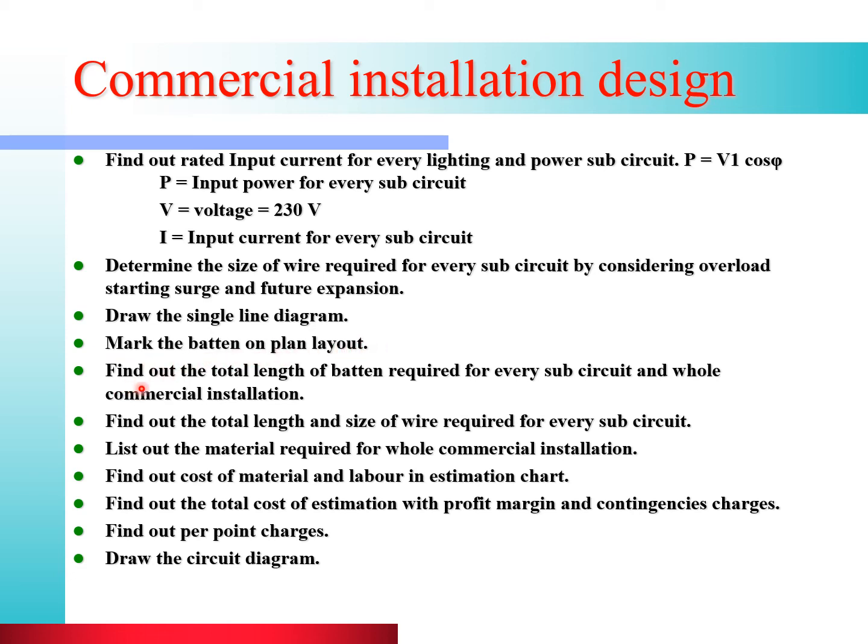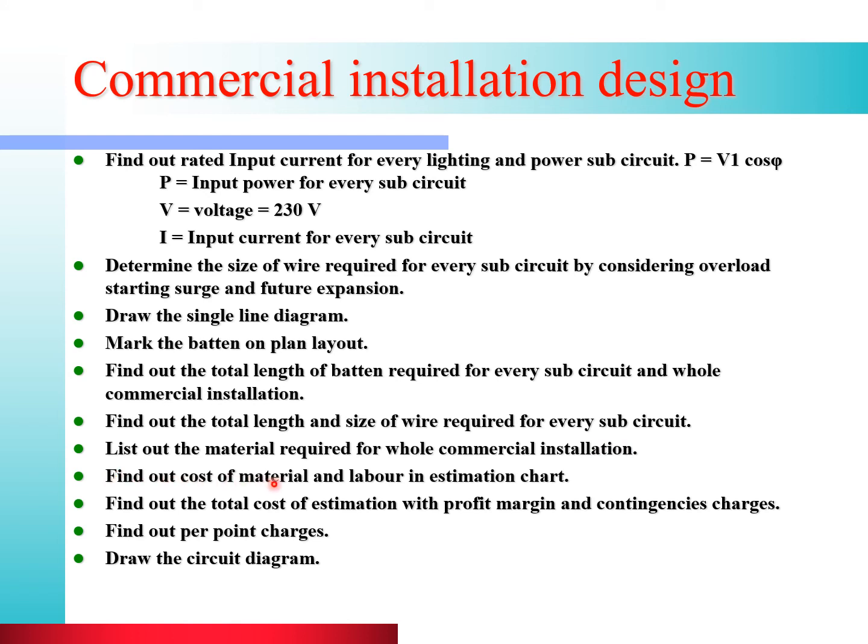Then find out the total length of batten required for every subcircuit and the whole commercial installation. Then find out the total length and size of the wire required for every subcircuit. Then list out the material required for the whole commercial installation. When we solve this numerical, we will see what are the different materials required for the commercial installation.